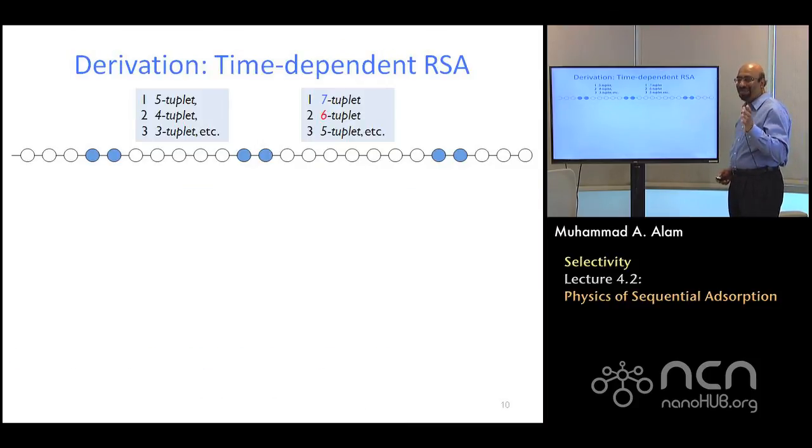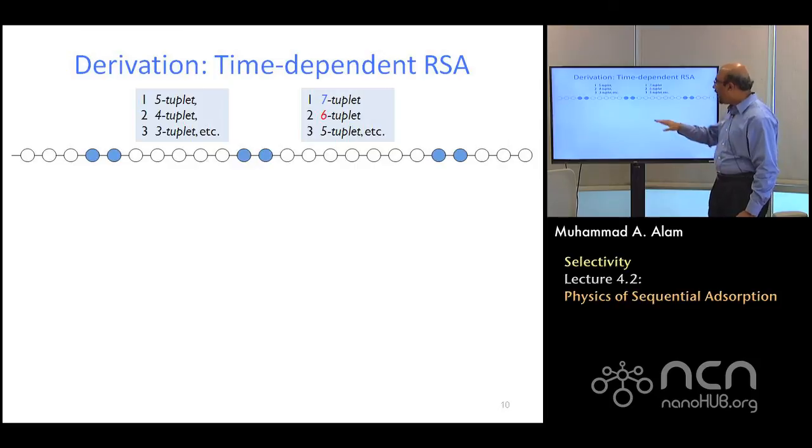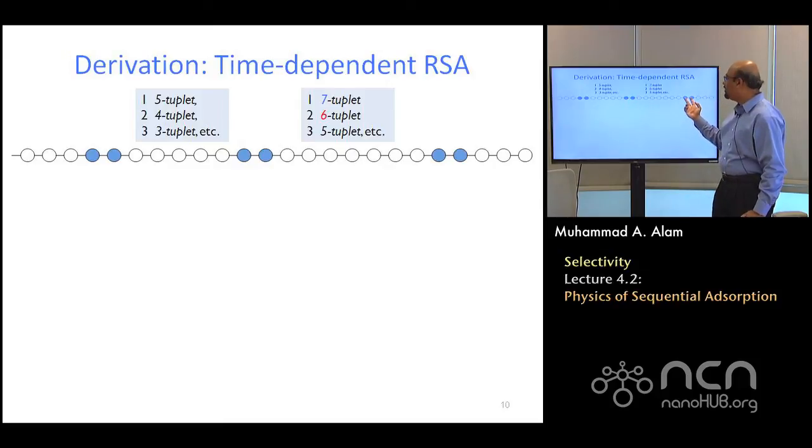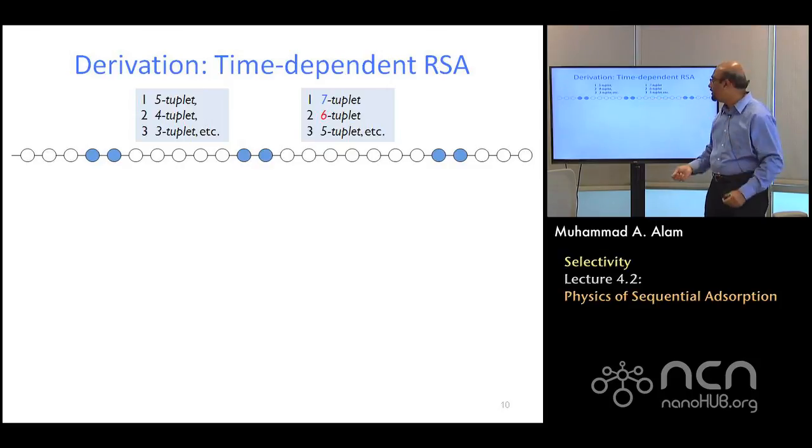It turns out that there is a very simple recipe. Assume that at a given time, let's say after a minute, you have a situation where you have this long chain and only 3 dimers have landed. Now how many empty spaces do you have? You have a connected chain of 7 empty spaces. We'll call that a 7 tuplet.